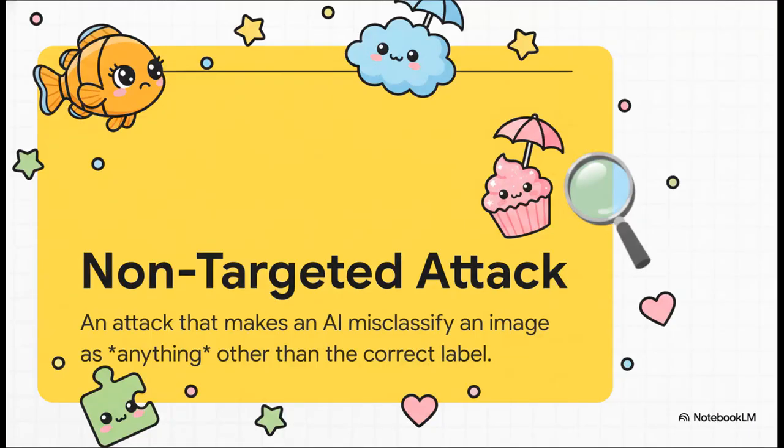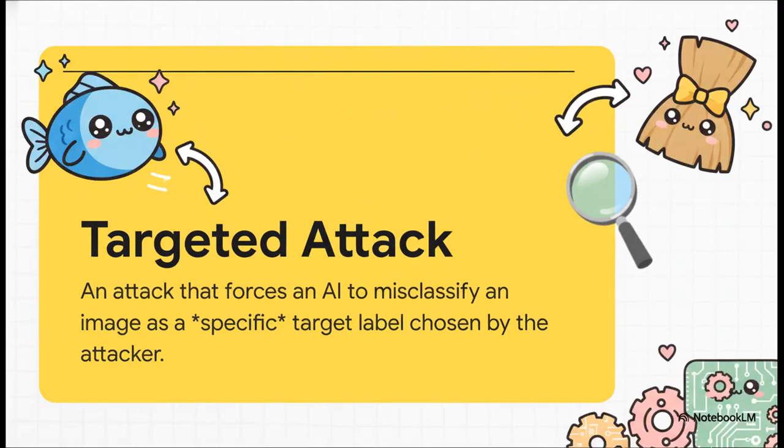Now, to really get this puzzle, you need to know about the two main types of attacks. First up is the non-targeted attack. The goal here is pretty simple: just cause chaos. All you want is for the AI to think this anemone fish is anything but an anemone fish. Doesn't matter what, a car, a tree, a toaster, as long as it's wrong. Okay, the second type is way harder. It's called a targeted attack. This is all about precision. You don't just want the AI to be wrong, you want to force it to see a specific thing that you've chosen, like turning that fish into a broom. This takes a level of control that's just incredibly difficult to pull off.